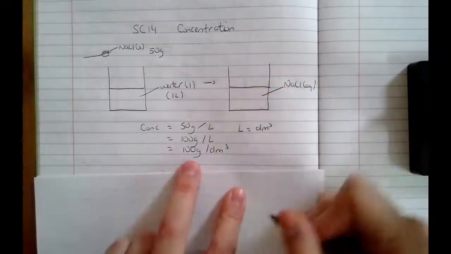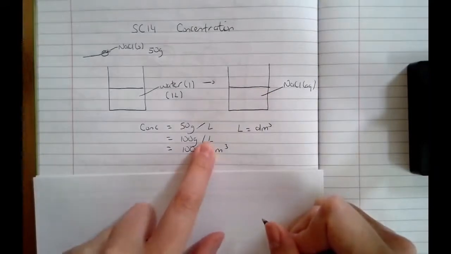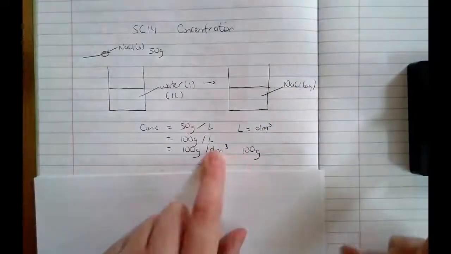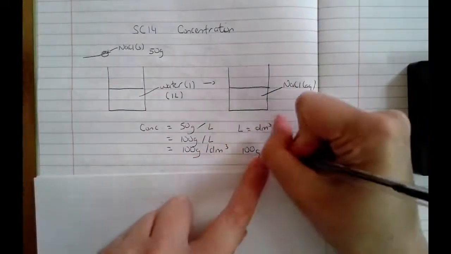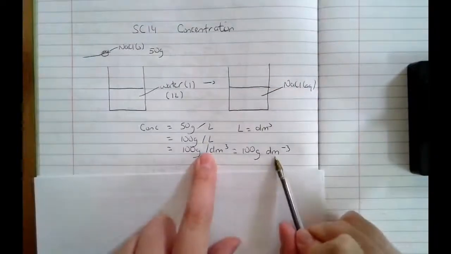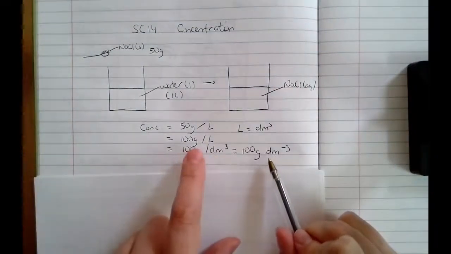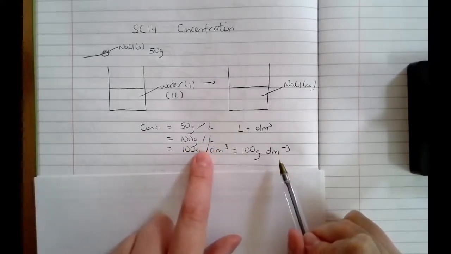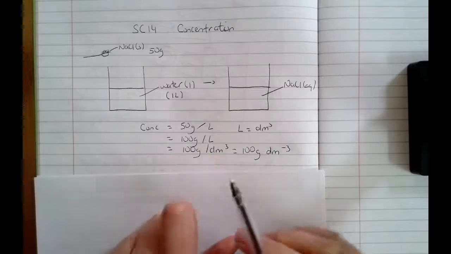And I can write this two ways. I can write it as grams per decimeters cubed, or I can write it as 100 g, and instead of writing that dash, I can write dm to the -3. And these two things are exactly the same. They both read as grams per decimeter cubed. It's just a different way of representing the same unit.